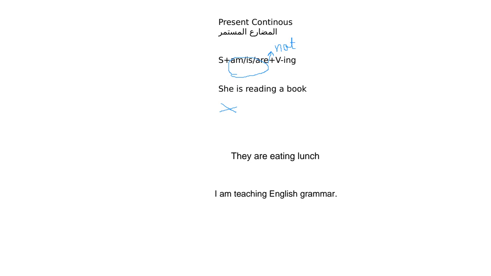So this is the order of the words. First, WH word plus auxiliary اللي هو الفعل المساعد plus subject plus verb with ing, then question mark. What is she reading? They are eating lunch. I want to ask about lunch. I will follow the same way. What are they eating?